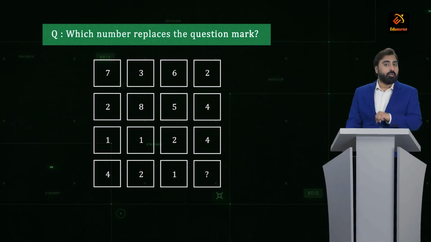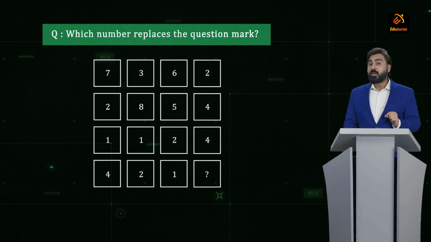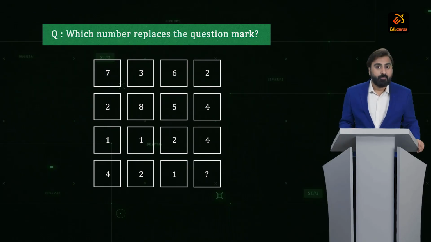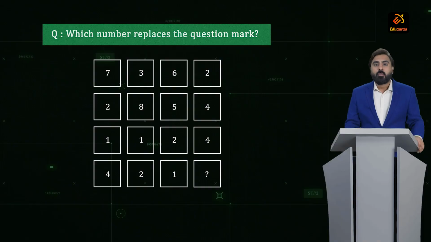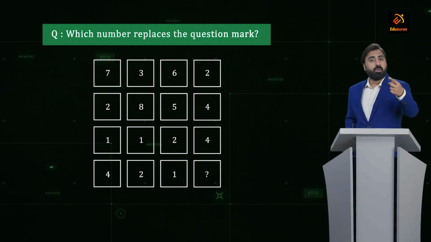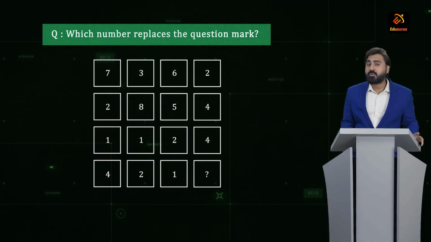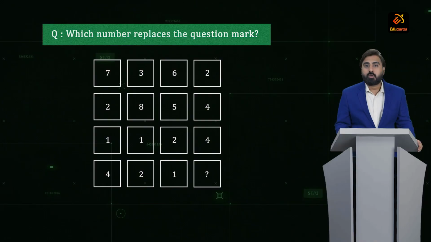Now, let's add columns. So when we add the first column, that is 7, 2, 1, 4. That is 7 plus 2 plus 1 plus 4. So 7 plus 2, 9 plus 1, 10 plus 4, 14. Let's check the second column. 3 plus 8 plus 1 plus 2. So 3 plus 8, 11, plus 1, 12, plus 2, 14. Till now, the first two columns are matching. Let's check our third column.